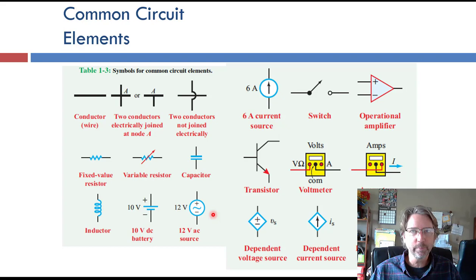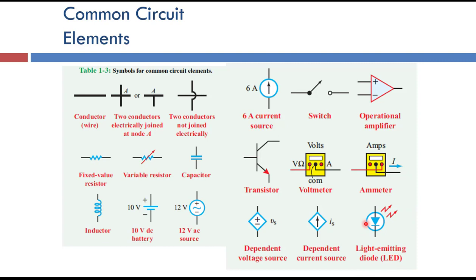Current source is a circle with an arrow. Switches look like this with the two dots and the arrow. Operational amplifiers or op amps we'll be seeing later. Transistors and dependent voltage sources and dependent current sources. These are models of more sophisticated circuit elements, usually a bunch of things together that give you this behavior, and they have the diamond shape as opposed to the circle. So if you see the diamond, don't panic, but you'll have to do a little more work. Diodes and LEDs have this arrow with the little whiskers on the front.